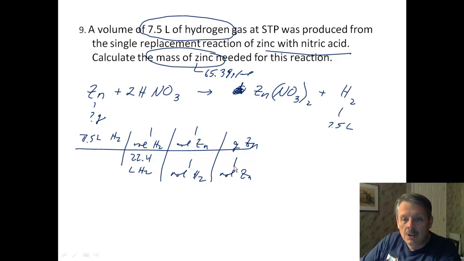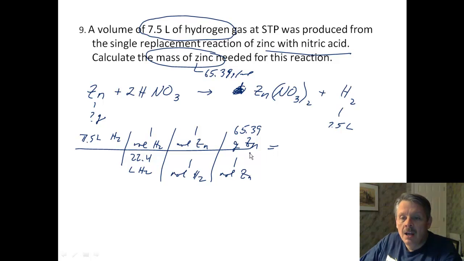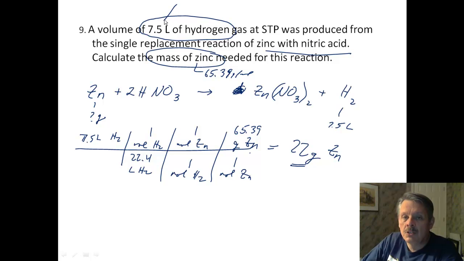And 1 mole of zinc weighs 65.39 grams. So if I sit down and do all my math, taking the 7.5, dividing by 22.4, multiplying by 65.39, I get 22 grams of zinc. Now notice it's only 2 sig figs because you've only got 2 sig figs up here in your problem. So it's going to be 22 grams of zinc.